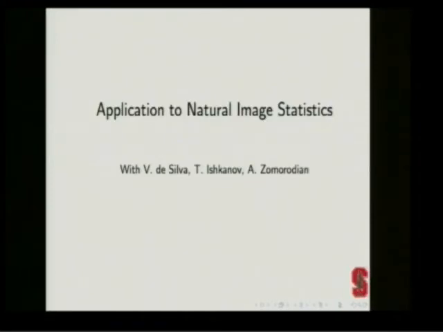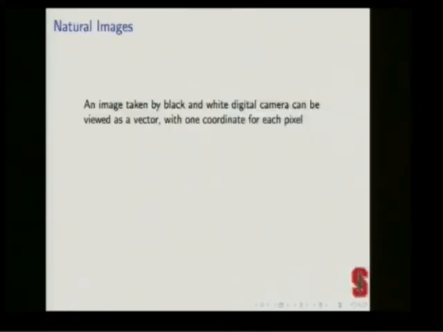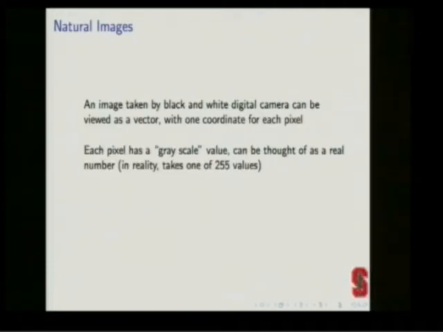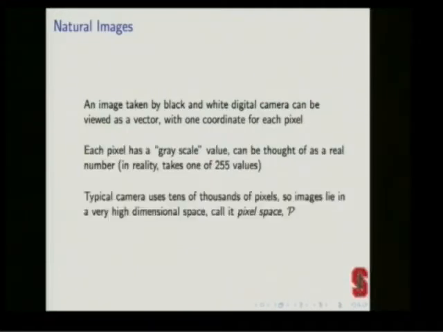Okay. So what I want to show you now is how this whole business actually plays out for a real data set. So think about the following. Suppose that you're going out and taking pictures with a black and white digital camera. Each such picture can be viewed as a vector with one grayscale coordinate for every pixel. But most cameras, all cameras, have lots and lots of pixels. So this becomes a very, very high-dimensional space in which these images lie. Okay, we'll call it pixel space.